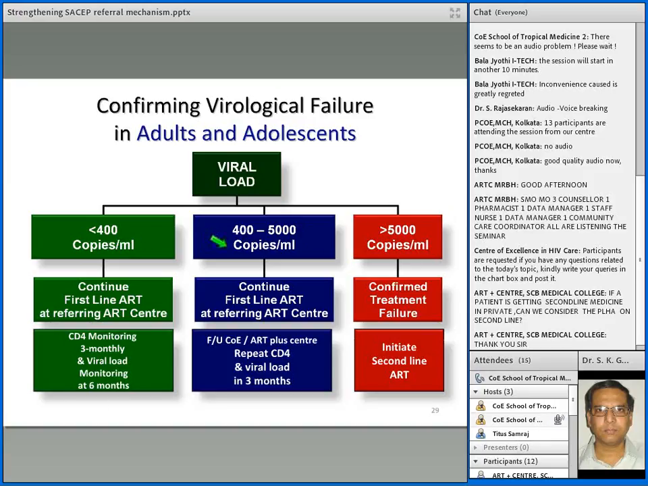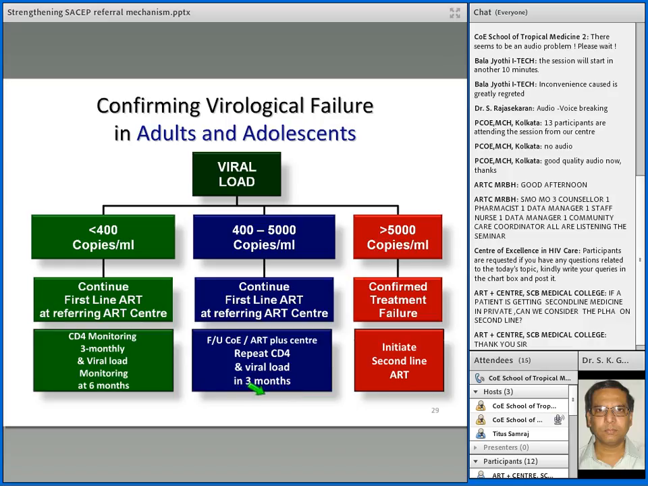If it is between 400 to 5,000, then this is the intermediate zone. Again, the patient would continue first line ART at the referring ART center, and the ART Plus center should do a repeat CD4 count and viral load, both done at 3 months interval. So here it will be done a little earlier, after 3 months. This you need to remember.